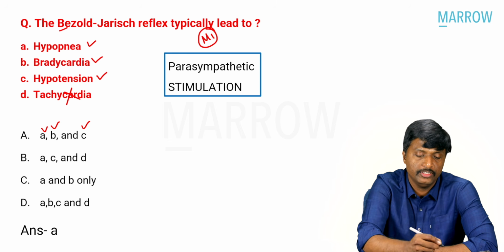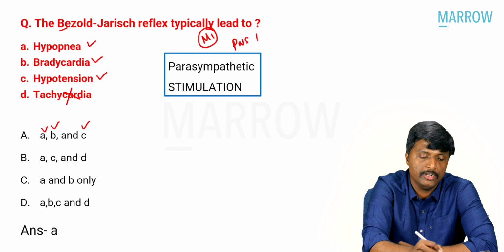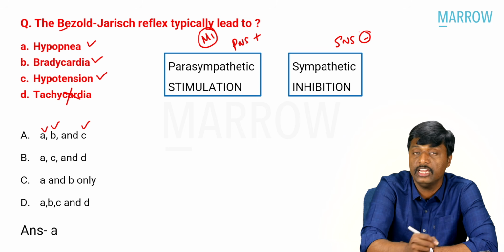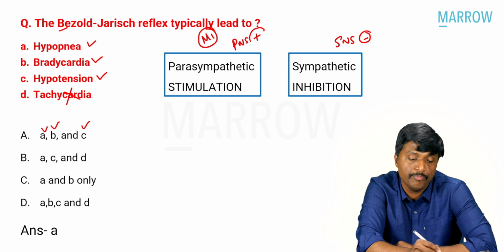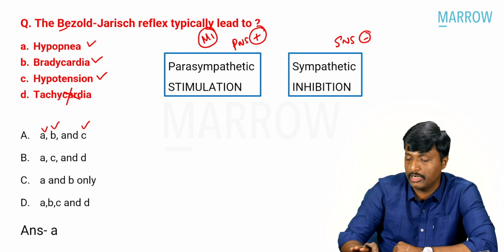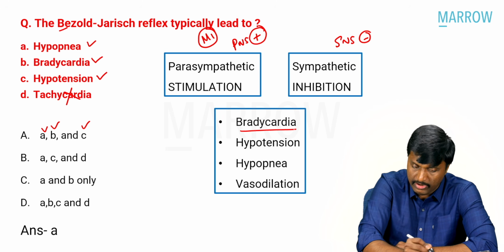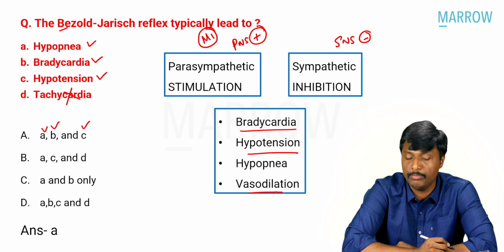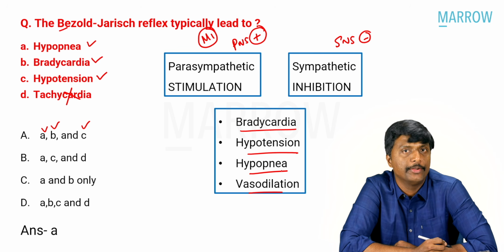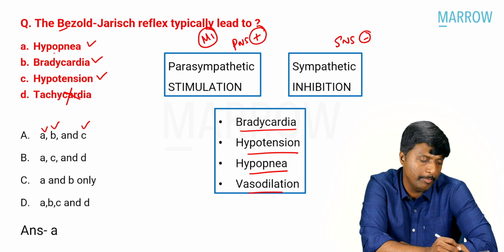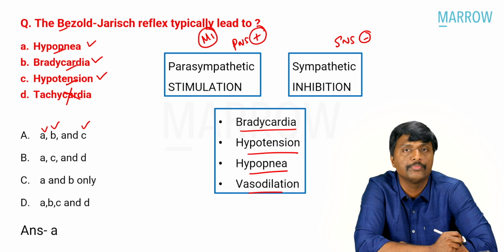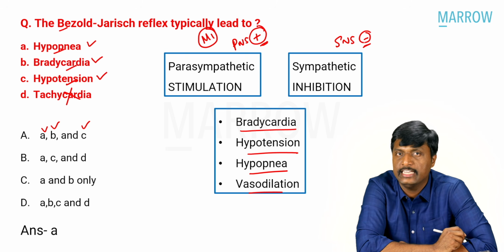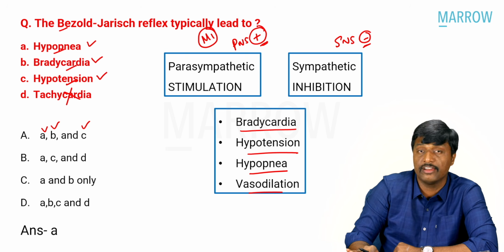parasympathetic stimulation. Here, parasympathetic stimulation happens. Sympathetic inhibition happens. The sympathetic nervous system is inhibited. So, the manifestations of parasympathetic stimulation, what are we going to see here? Bradycardia will be there. Hypotension will be there. Vasodilation will be there. Hypopnea will be there. So, what are all there in the options? Hypopnea, bradycardia, hypotension. It is parasympathetic activation, sympathetic inhibition. Bezold-Jarisch reflex. Simple. Bradycardic reflex.